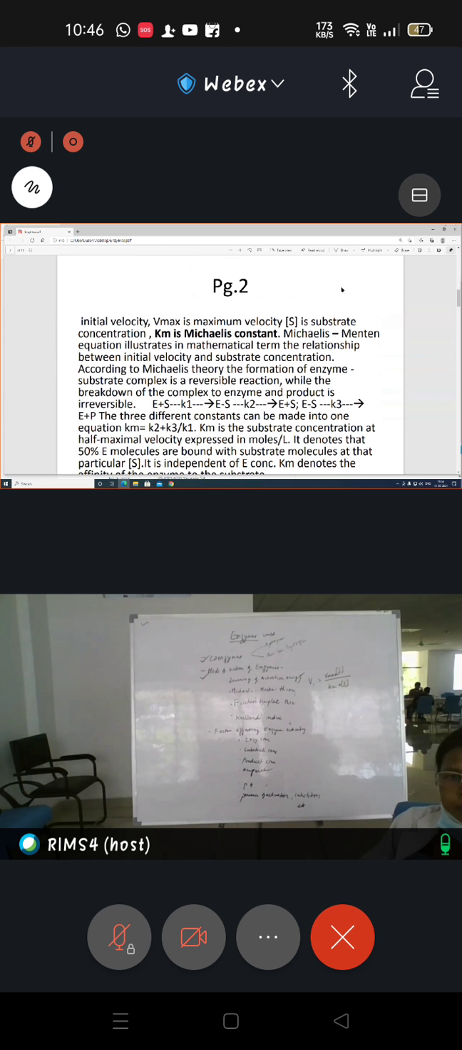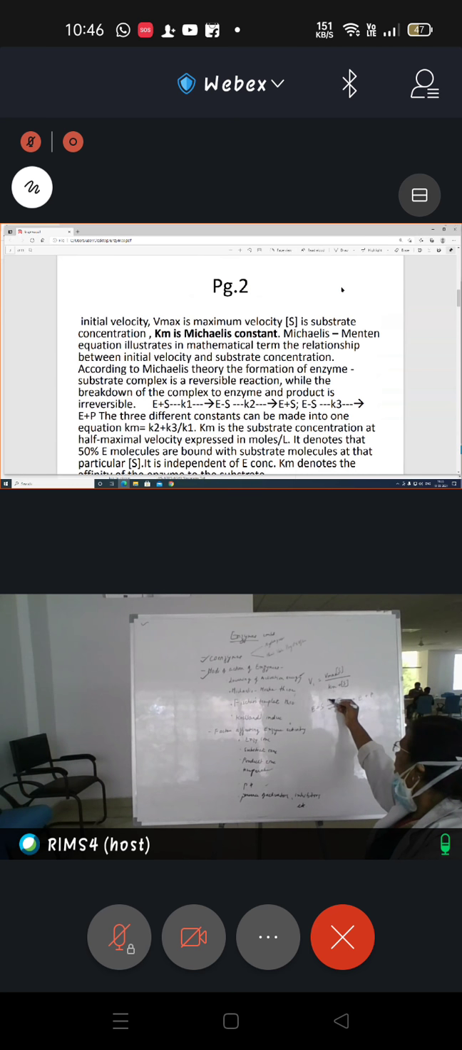Km is the Michaelis constant. The Michaelis-Menten equation illustrates a mathematical term: the relationship between the initial velocity and the substrate concentration. According to the Michaelis theory, the formation of the enzyme-substrate complex is reversible, as we already said. When the substrate combines with the enzyme, the enzyme-substrate complex forms, and then it gives the enzyme and the product. So this formation of the enzyme-substrate complex is reversible.